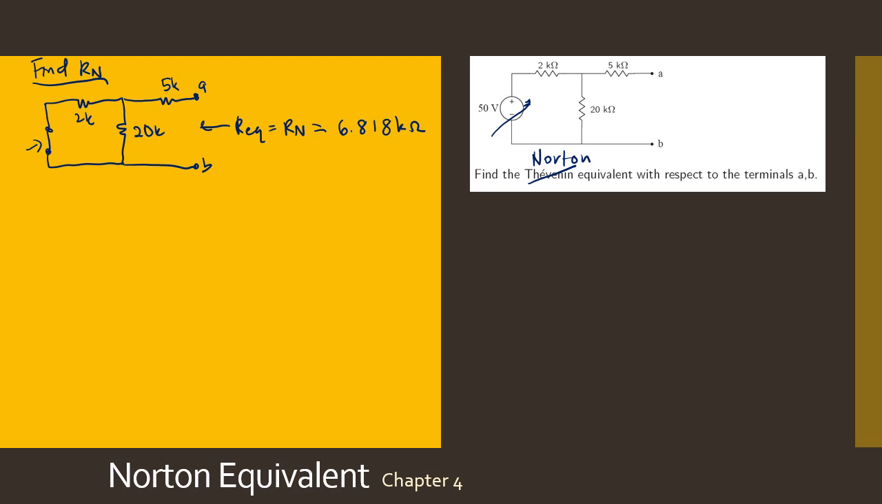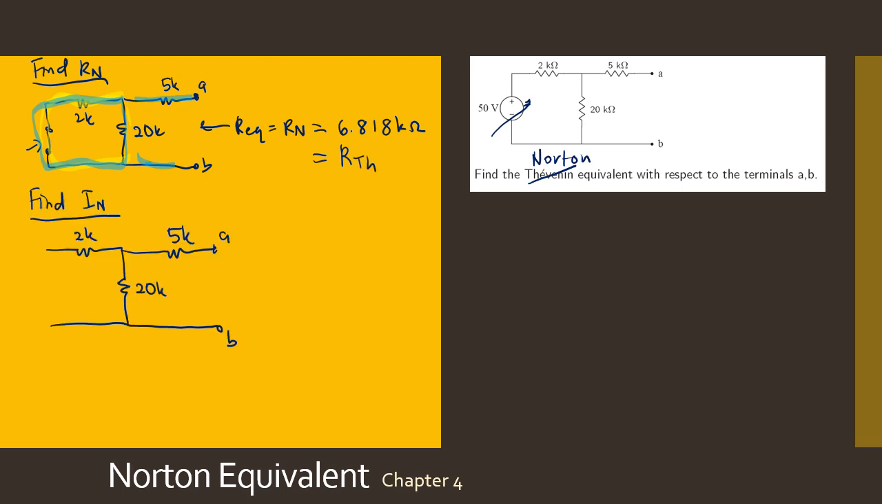This is basically equal to, oh, before that we can solve on the most left side here, this side first, and then they are in parallel, and then plus 5k, they are in series. Then you will get this answer, and this is basically equal to R Thevenin. In order to find the Norton current, you should use the circuit.